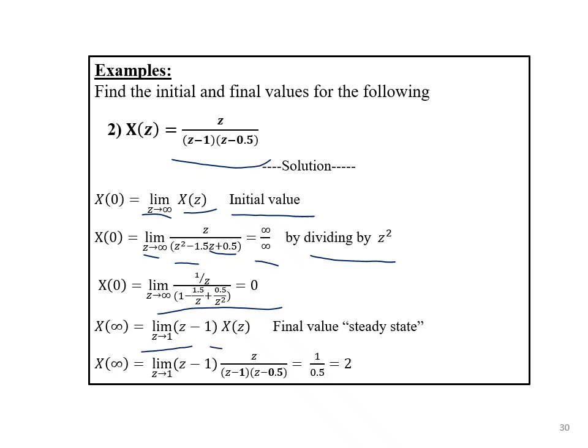Limit when z tends to 1 of z minus 1 times x of z, the final value or the steady state. Limit when z tends to 1 of z minus 1 multiplied by the function, z minus 1 is cancelled with z minus 1. We substitute by 1 over 1 minus half equals 1 over half equals 2. The final value will be equal to 2.